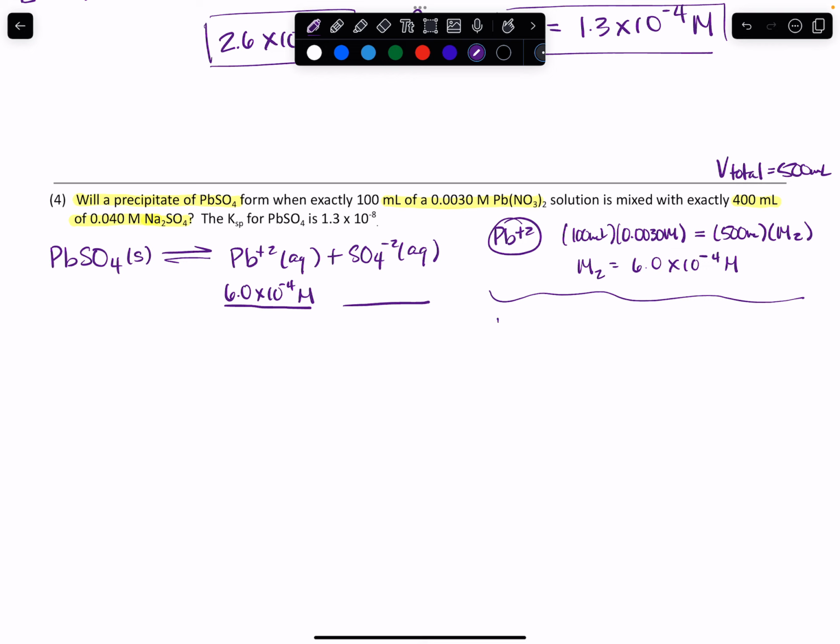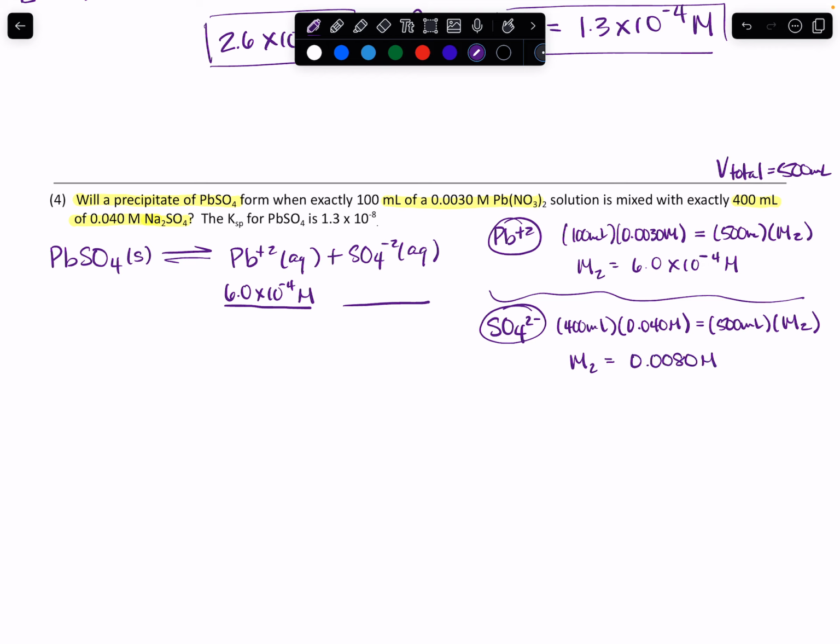Then we need to repeat, but look at the sulfate ion. We have 400 milliliters of a solution of sodium sulfate. It's 1 to 1 for the sodium ion and the sodium sulfate, so it's 0.040 molar sulfate. But now we're in 500 milliliters of solution, so what is our new molarity? Again, use the dilution formula, and we find that we have 0.0080 molar of the sulfate.